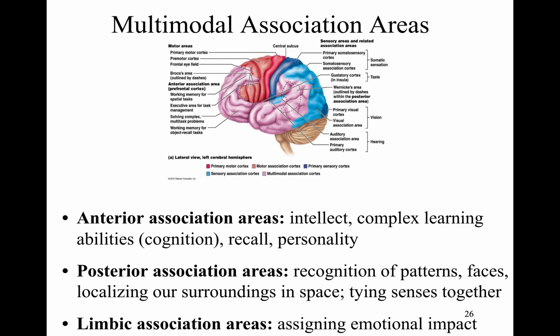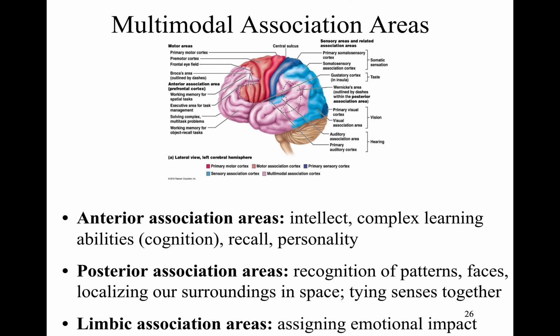Our anterior association areas also contain our working memory, which is going to be necessary for your ability to judge scenarios, reason, persist, as well as plan. So anterior association areas are also where our working memory is located.